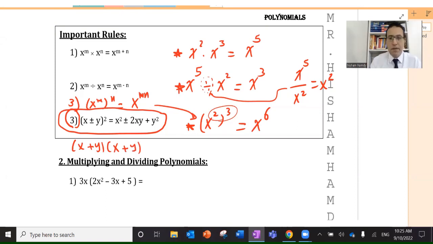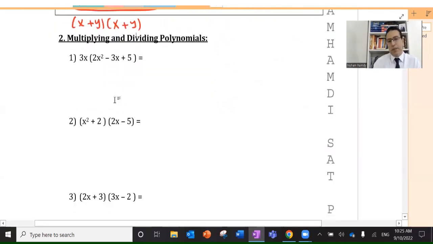And I'm going to explain this for you by using examples. So now we are moving to multiplying and dividing polynomials. In multiplying polynomials we are adding the powers, but in dividing we are subtracting the powers. Question number 1, I have one term outside a bracket of 3 terms.